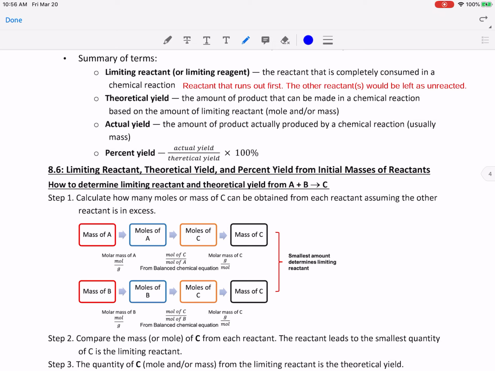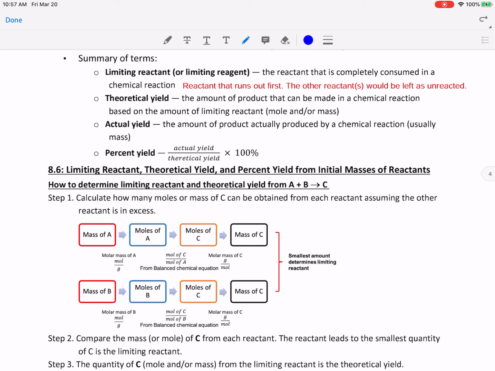And theoretical yield is the amount of products that can be made in a chemical reaction based on the amount of limiting reactant, because it's going to run out first. It can be a mole or it can be a mass.